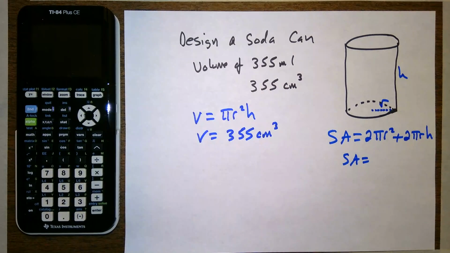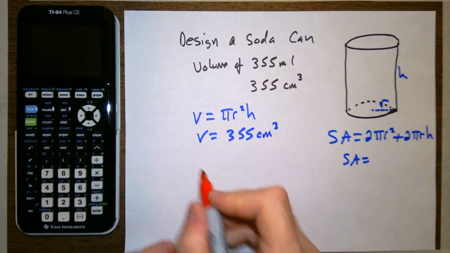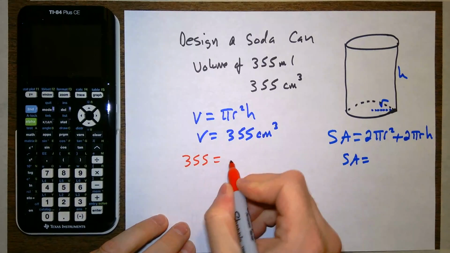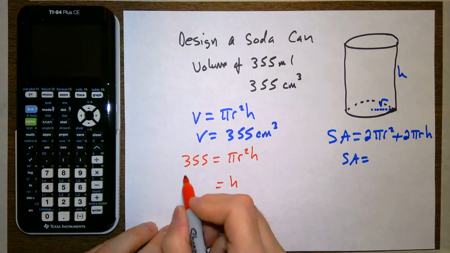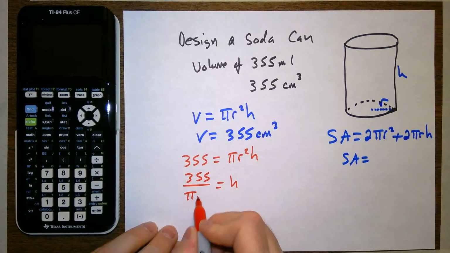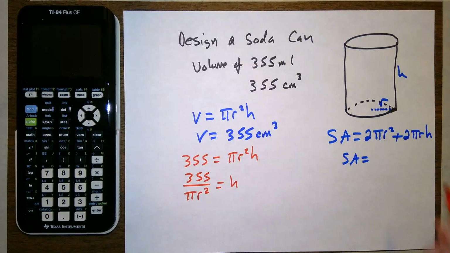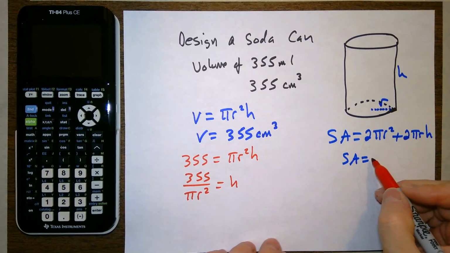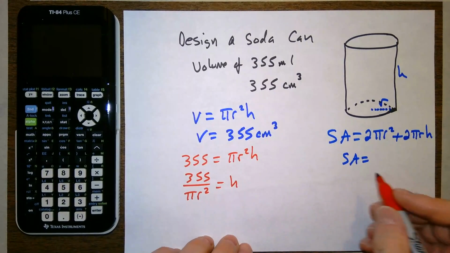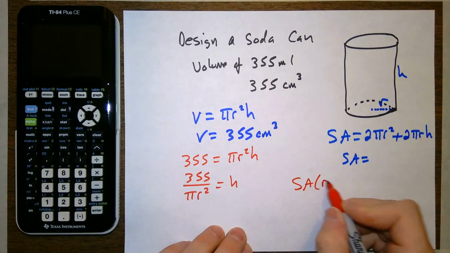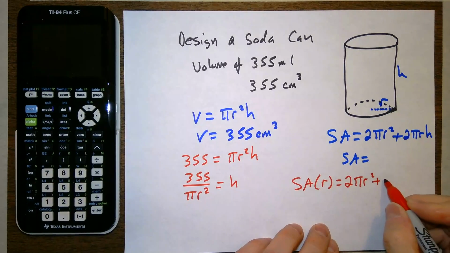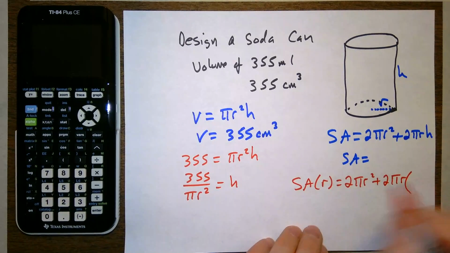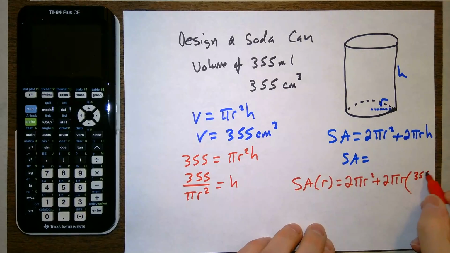All right, so my volume is 355. So 355 equals pi r squared h. If I solve that for h, I get 355 over pi r squared. Now, I can rewrite the surface area as a function of the radius. So my surface area as a function of the radius is going to be 2 pi r squared plus 2 pi r h. But what's the h? 355 over pi r squared.